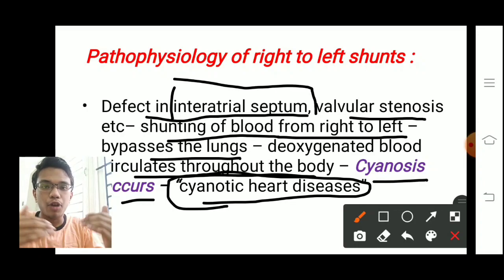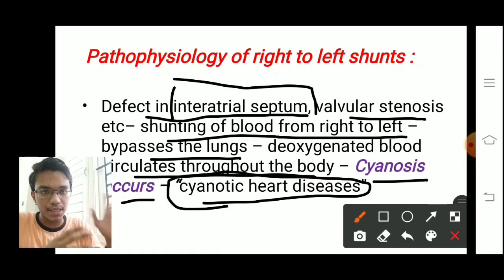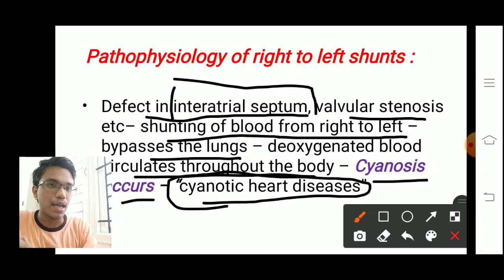In case of patent foramen ovale, you will have right to left shunt. So the pathophysiology will be the same. And in case of truncus arteriosus, total anomalous pulmonary venous connection, there are many conditions I will be discussing later. Don't worry about that. In those conditions, right to left shunt occurs, and the pathophysiology will remain the same.